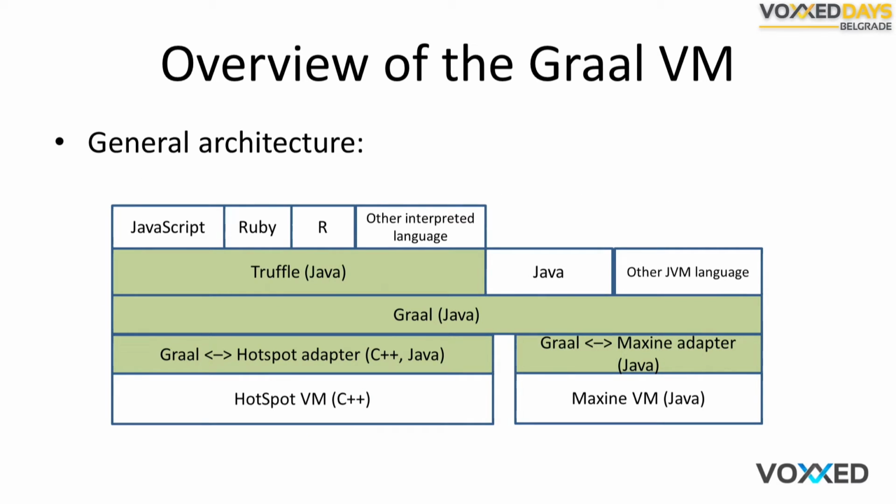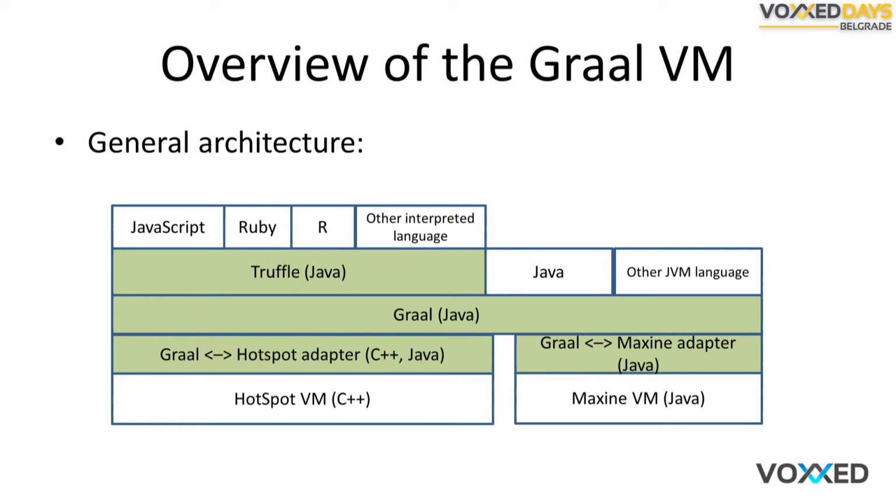And here is the general architecture of the Graal VM. On top of it, you have different language implementations. You have implementation of JavaScript, Ruby, R, your own language, whatever you can think of. And it's written basically using the Truffle API, which is basically a Java API. On top of the Graal VM, you may run, as usual, Java applications or any other applications that execute under the JVM and are not written using the Truffle API.